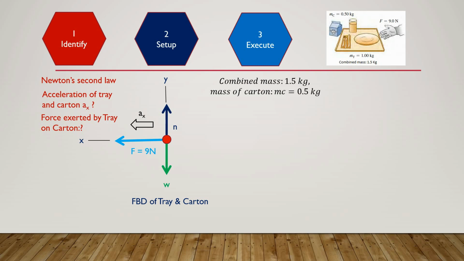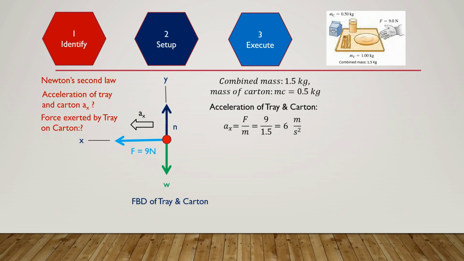We have to find the acceleration of the tray and carton. We will adopt Newton's second law of motion. So we will calculate the acceleration of the body. Acceleration is equal to force over mass. Applied force is 9 Newton and total mass is 1.5 kg. So the acceleration along the x-axis becomes 6 meter per second squared.